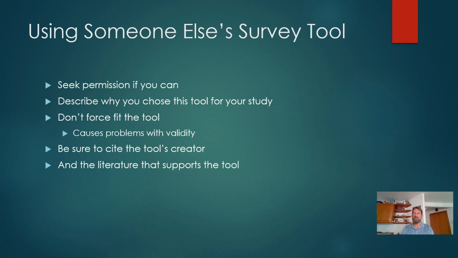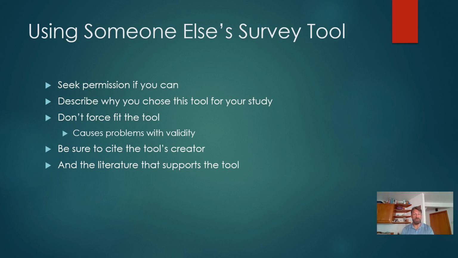Don't force the tool to fit your particular study if your study is different, because that will cause problems with validity. So an example: you've got a research study you want to conduct. You've come across literature that describes a particular study that's already been done. The tool was created for that study. It sort of fits what you want to do, but doesn't 100% fit. If you force fit it to your particular study, you may be measuring things you don't want to measure, and you may be reporting on things you don't want to report. So just don't force fit the tool.